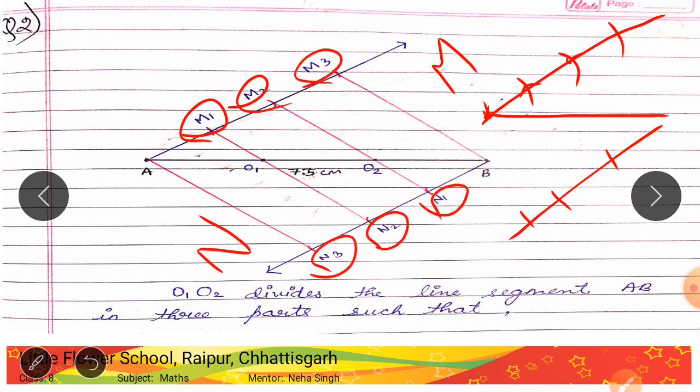Why we are dividing it in 3 arcs? Why we are drawing only 3 arcs? Because the line has to be divided into 3 equal parts. It depends, if the line has to be divided into 5 equal parts, we will draw 5 arcs.